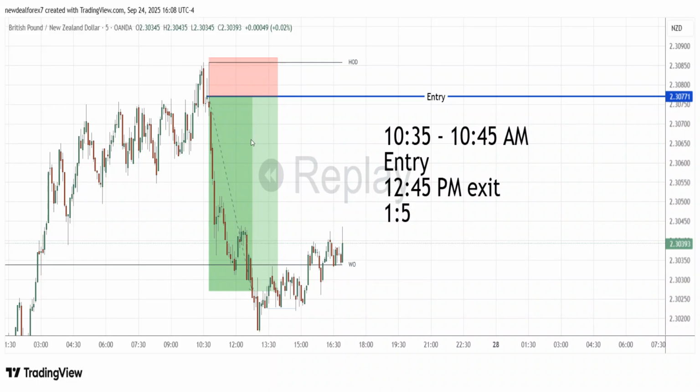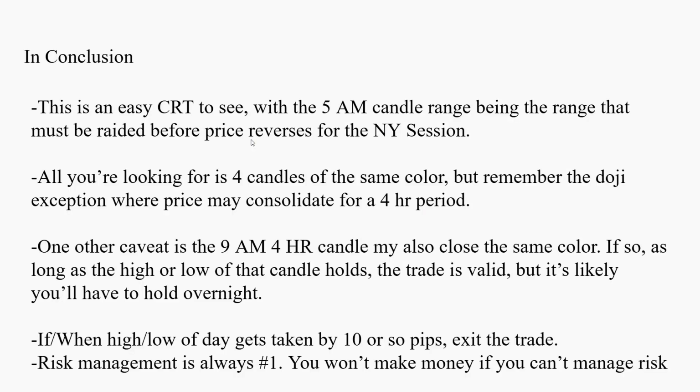Okay, take it and be done with it. All right. So in conclusion, this is an easy candle range theory to see, with the 5 a.m. candle range being the most important range, because that one does have to be raided before price pulls back and reverses for the New York session.